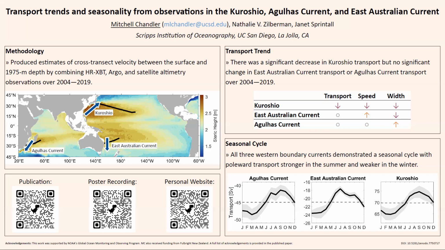And although an examination of forcing mechanisms was not part of the current study, others have suggested that local wind stress is important in driving the seasonal cycle in certain western boundary currents. Given the similarities in the transport seasonal cycles here, I'm hypothesizing that similar forcing mechanisms are acting in each of these three western boundary currents.